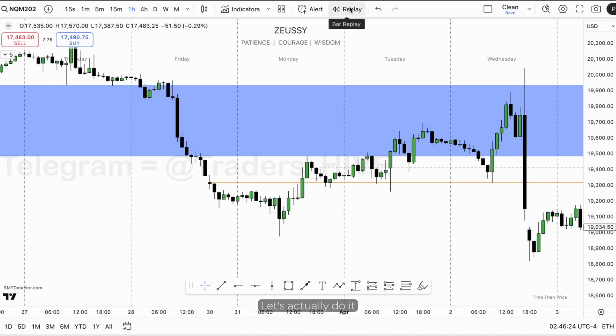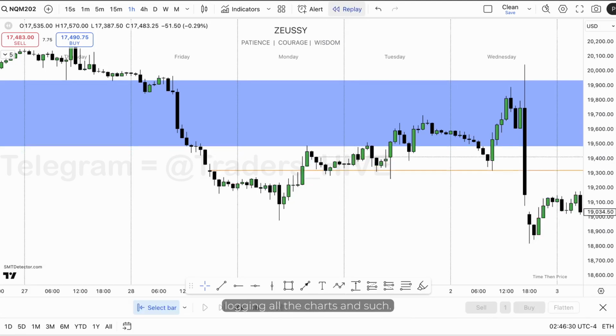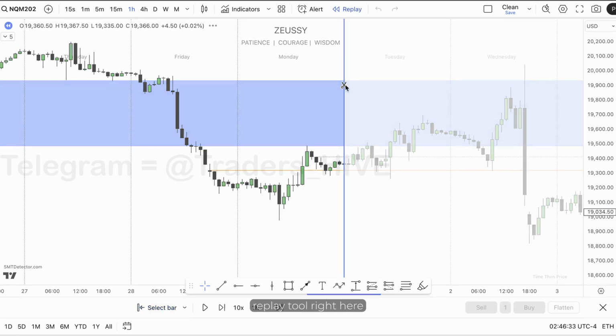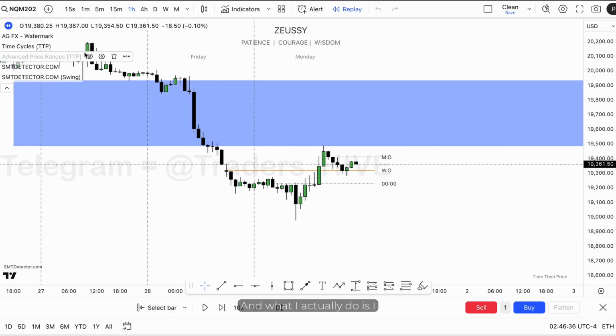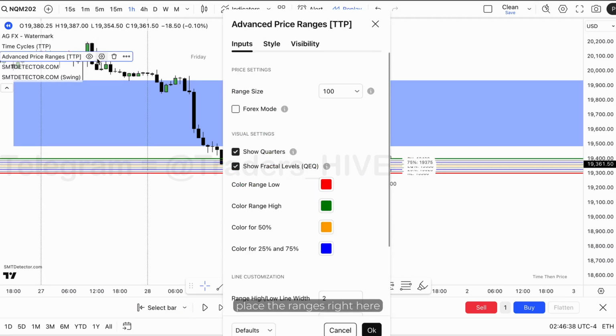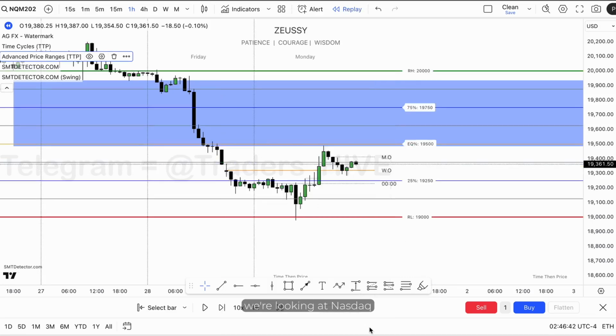You know what? Let's actually do it fully how I'm doing it when I'm actually going through, logging all the charts and such. What I do is I place the replay tool right here on the day itself, and I go to the APR indicator. And what I actually do is I place the ranges right here on 1,000 because we're looking at Nasdaq, and then I have the ranges.